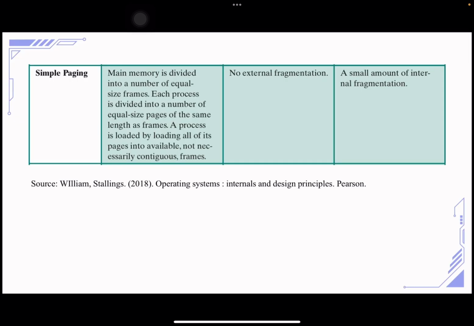And here you can see the advantage is no external fragmentation for paging, but the disadvantage is a small amount of internal fragmentation. Okay, this is my part.